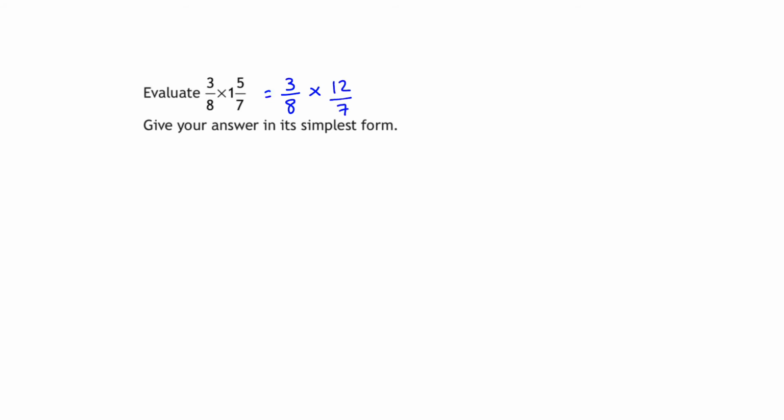Then we look at seeing if we can cancel or simplify before we do any multiplying. So if we look, 12 and 8 are both in the 4 times table. So that's 3 and 2. There's nothing else there that'll cancel. So 3 times 3 is 9. 2 times 7 is 14. And that won't simplify, and it's not an improper fraction, so we don't have the opportunity to write it as a mixed number. So that's it done.